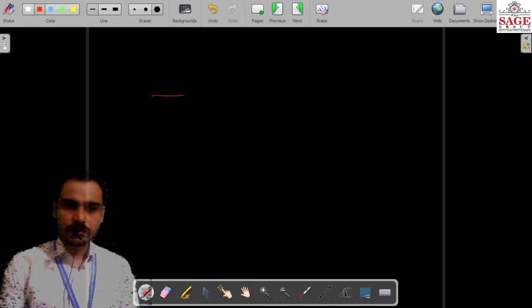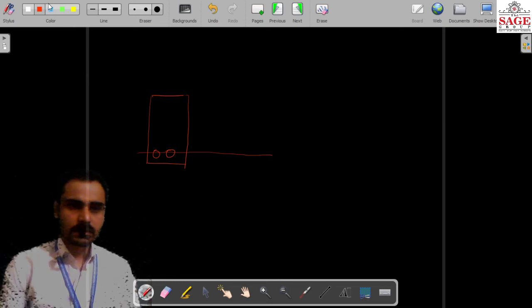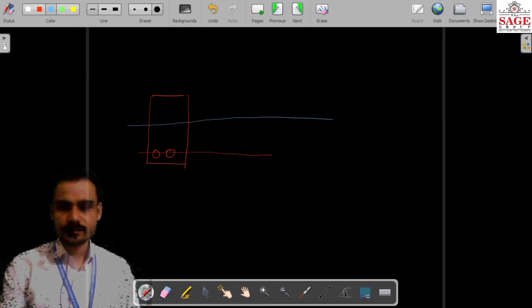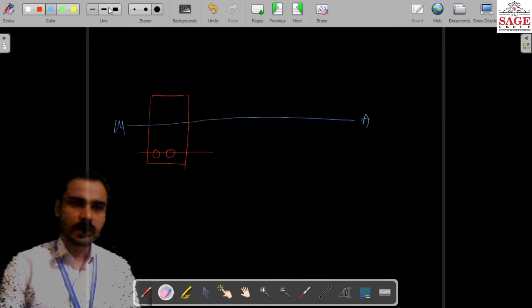Suppose we have a beam section. Here are the steels, that is the steel line. Here is the neutral axis.